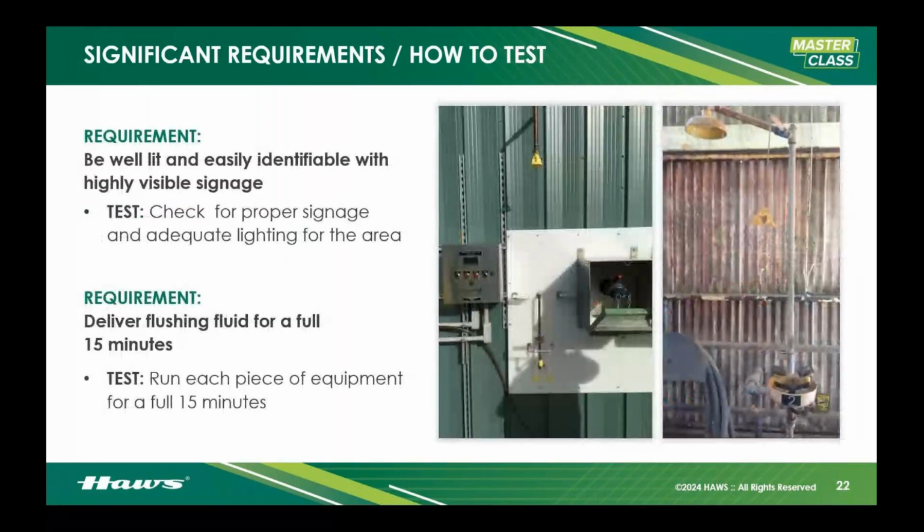The unit itself has to be well lit, and it has to be easily identifiable with highly visible signage. For instance, as you see here on the right, make sure you're checking the area for adequate lighting, so that you can easily see the signage from a distance. There's lots of colors out there, and I think yellow is a difficult one to see in these types of areas, which is why I threw a couple examples over there. Make it as highly visible as possible.